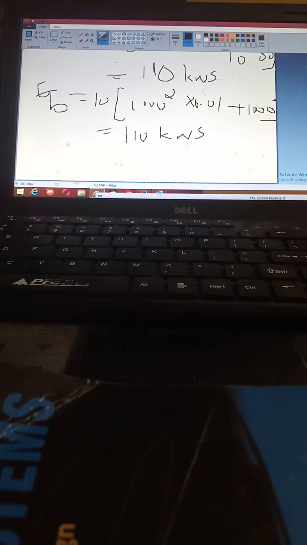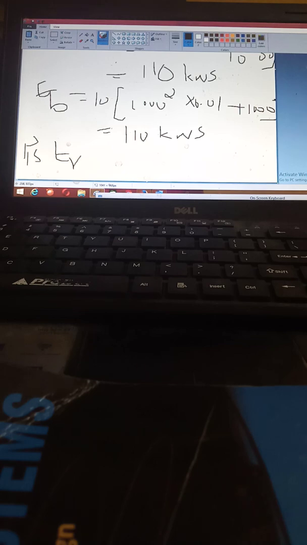Now similarly, third part, deceleration at twice the rated armature current. That means deceleration is also like this only. That means EB is equal to deceleration occurring for 10 seconds at twice the armature current. So 1000 square into 0.01 plus that core loss or constant loss. So that is also 110 kWs. I hope you understood.